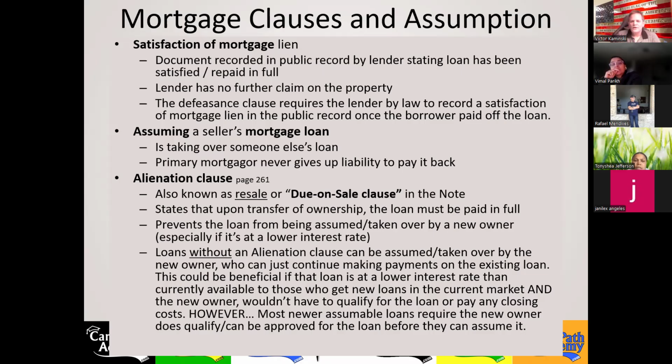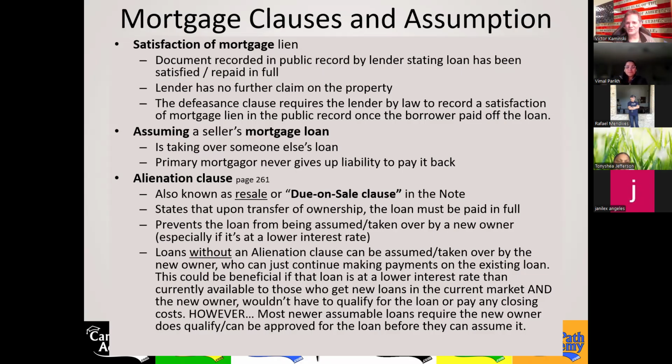But most loans, you can't. Most loans are not assumable. Most loans have a clause in them called the alienation clause. An alienation clause is also known as the resale or due on sale clause in the note. It states that upon the transfer of ownership, whether you sell it or give it away, the loan has to be repaid in full. The purpose of this is to prevent you from letting someone just take over your mortgage payments, especially if it's at a lower interest rate than they would currently get if they were to go out and try to get a loan today on their own.